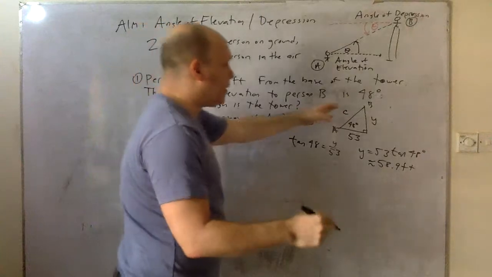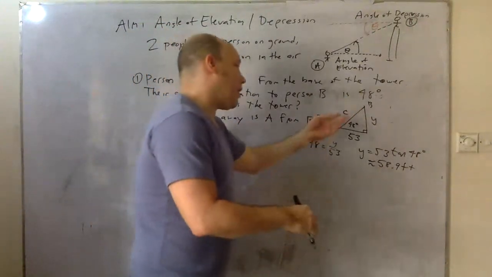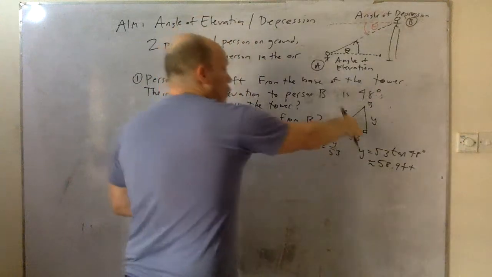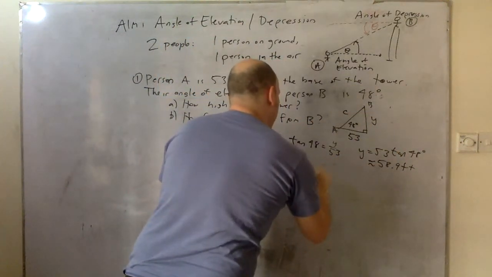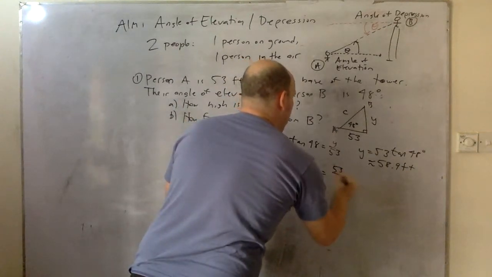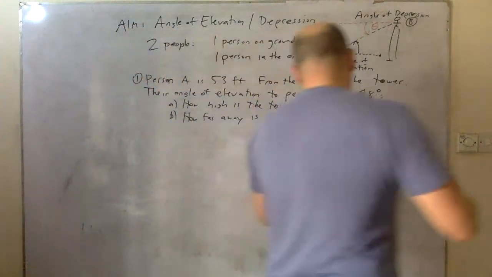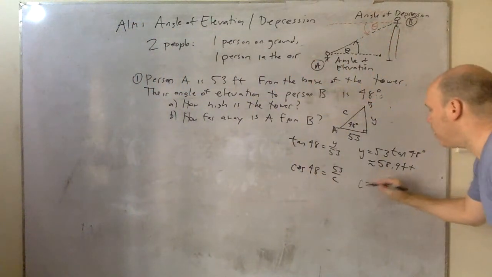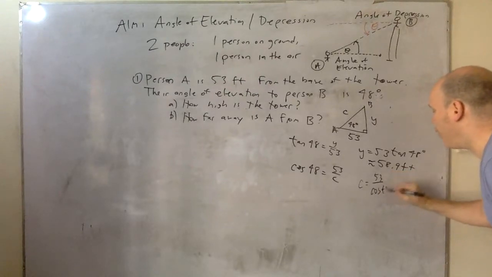And then we want to find C. I want to know exactly how far away A is from B. This is the hypotenuse, so we can do cosine. The cosine of 48 is equal to 53 over C. Well, we know from our basic studies that C is equal to 53 divided by the cosine of 48.